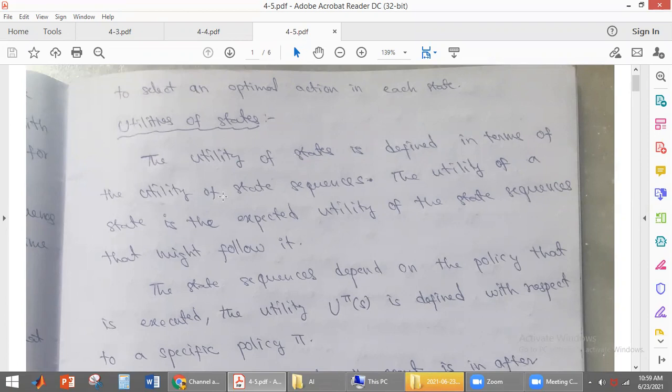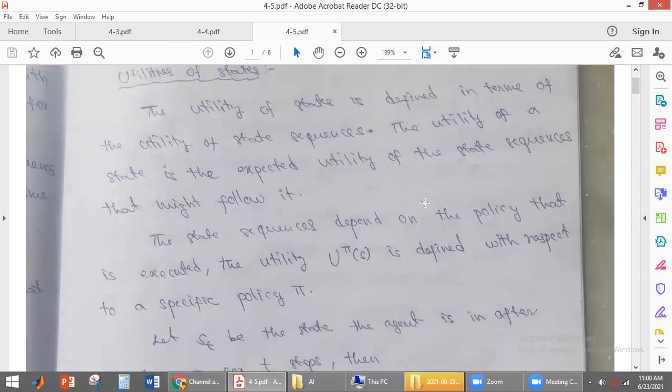So what is the utility of a state here? The utility of a state is the expected utility of the state sequences that might follow it. That is called the utility of the state. The state sequence depends on the policy that is executed. When a policy is executed, we get different state sequences, yes or no? That is why the state sequences depend on the policy that is executed.